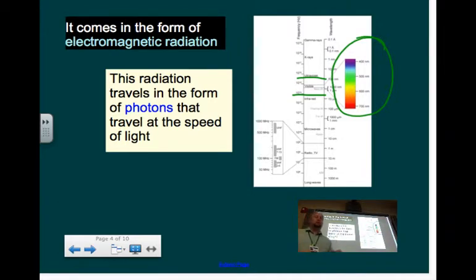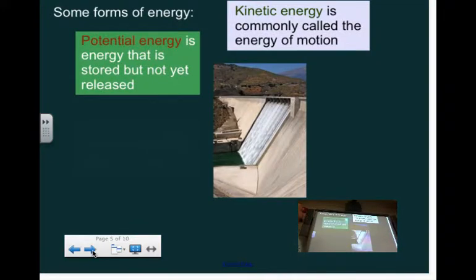Electromagnetic radiation travels in the form of photons. If you remember, you got the dual nature of photons, that they act like waves in some cases and like particles in other cases. We're not going to get into all that. That's a physics, chemistry thing. But just know that photons are how it gets there. Electromagnetic radiation is the way that the sun gets its energy to us.